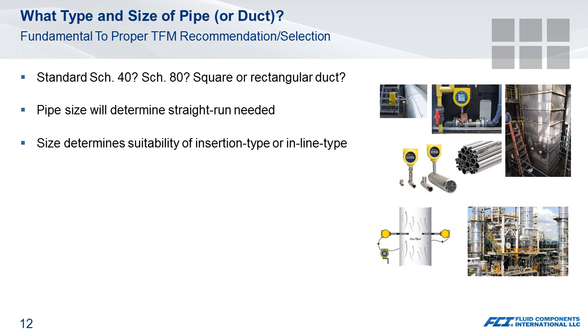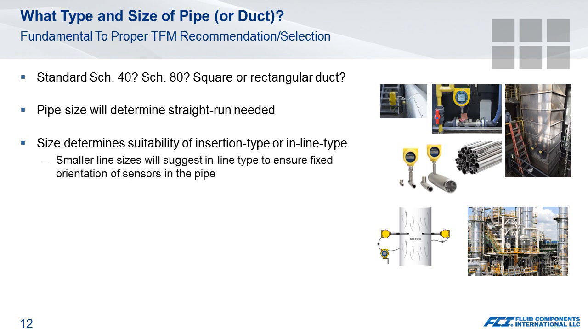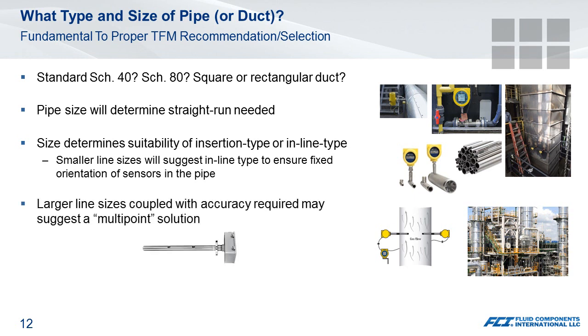And then you can go the other direction where the line size gets so large that a single point solution just is not going to yield the accuracy and repeatability that's warranted, plus is less likely to have a fully developed profile. So the solution there, depending on the large size of the line, may be that the manufacturer would recommend a multi-point solution in an insertion style meter. So specifying the actual pipe or duct type and size dimensions is critical to specifying a thermal flow meter correctly.